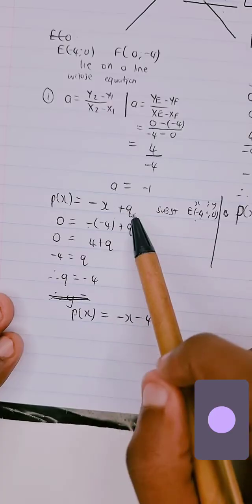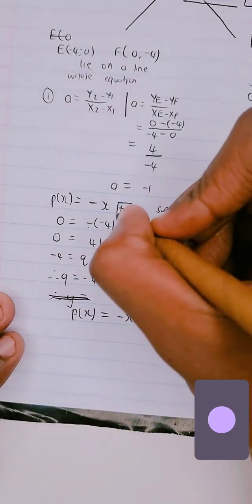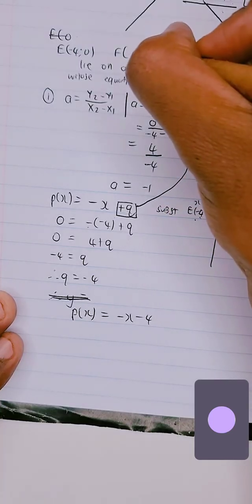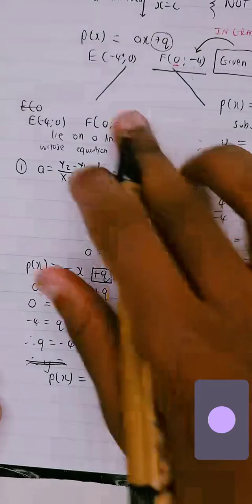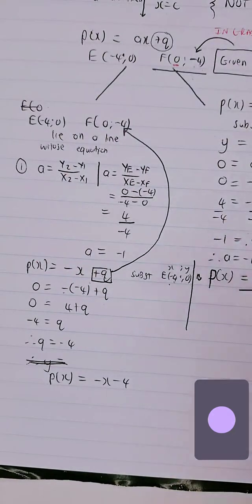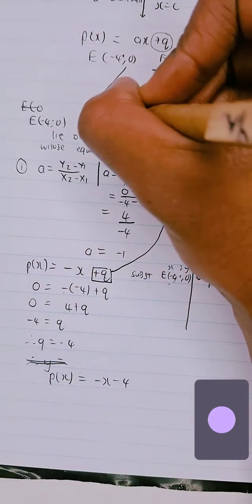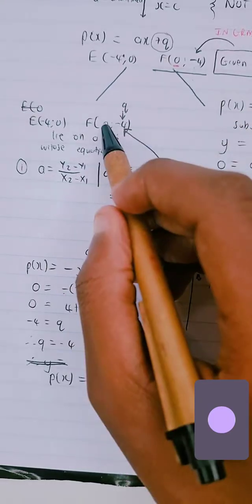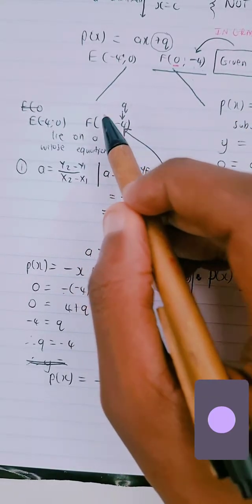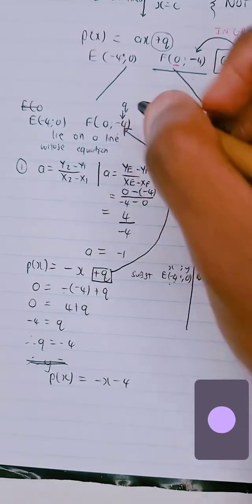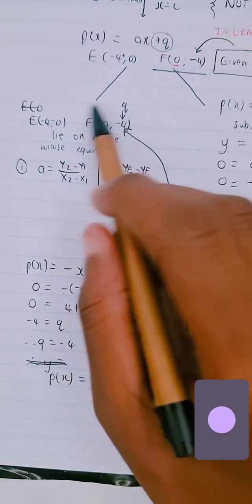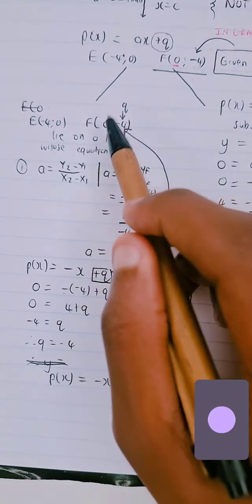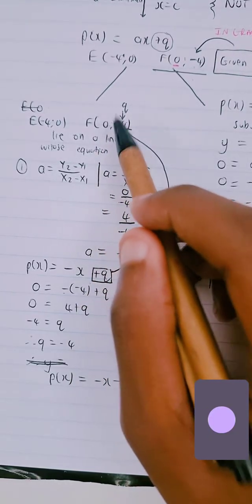So here, the q value is exactly the y coordinate of the y-intercept. This is q. Q is this, as long as your x is 0, and you know for a fact that this point lies on the function that you are trying to find.